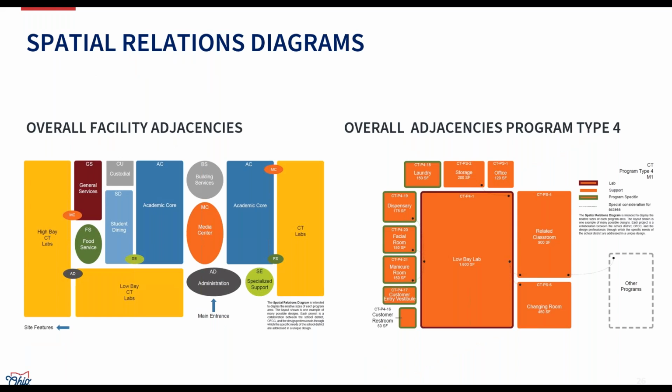And then we also updated the spatial relationships. Because of how they're teaching different programs, some of the programs moved from one type to another. And if you're familiar with the guidelines, a lab type 1 or program type 1 is simply a lab. And the further you go up in the numbering system, the more support spaces there are. You can see this program type 4 has several spaces supporting the lab.